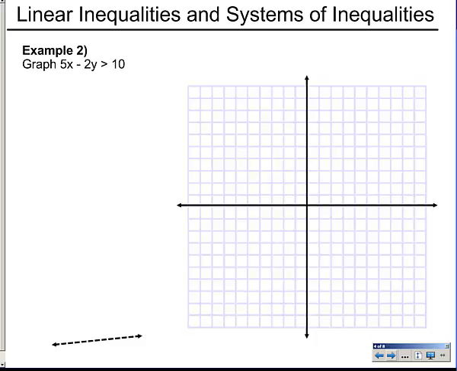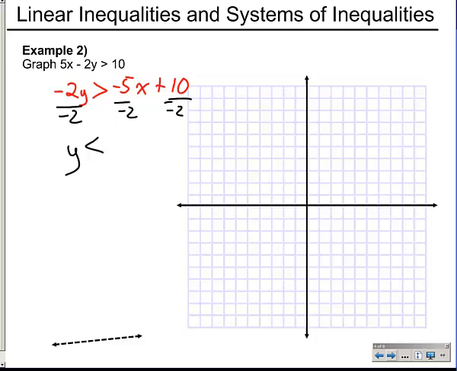Example 2, we're going to graph this one. We want to get it in slope-intercept form, so the first thing we're going to do is move the 5x over, so I have negative 2y is greater than negative 5x plus 10. Then I need to divide by negative 2. Keep in mind that when we divide by a negative on both sides, our inequality will switch, so we have to change directions here. I'm not going to divide the 5 and the 2, but negative over negative is positive 5 over 2x, because this is our slope. And then a positive 10 over negative 2 is going to give us a negative 5. This is my y-intercept at negative 5.